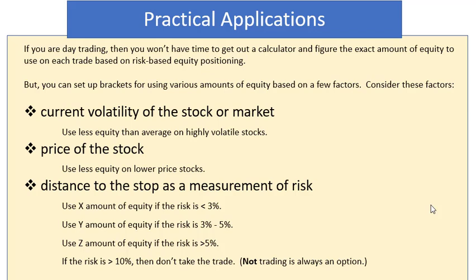Another example is the distance to the stop as a measurement of risk, which is what we've already gone over. So for example, you could use X amount of equity if the risk is less than 3%. You might use Y amount of equity if the risk is between 3 and 5%, and use Z amount if the risk is over 5%. And then finally, you might find it to your advantage that if the risk is greater than 10%, then don't take the trade. Not trading is always an option.